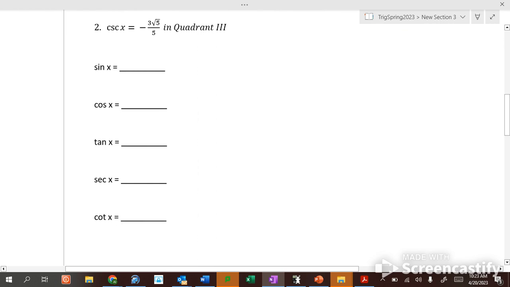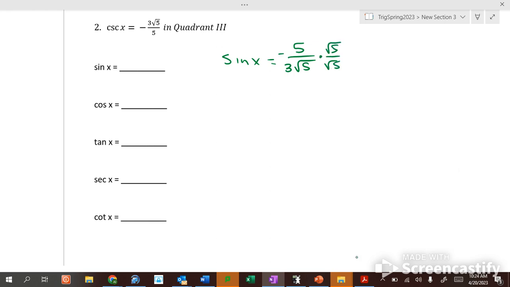Cosecant of x. So if we know cosecant of x, what do we find first? So sine of x equals 5 over 3 square root of 5. And it's a negative. We're in quadrant 3. So you can't keep the square root of 5 on the bottom. So what do? Multiply by square root of 5. So you get negative 5 square root of 5 over 3 times 5.